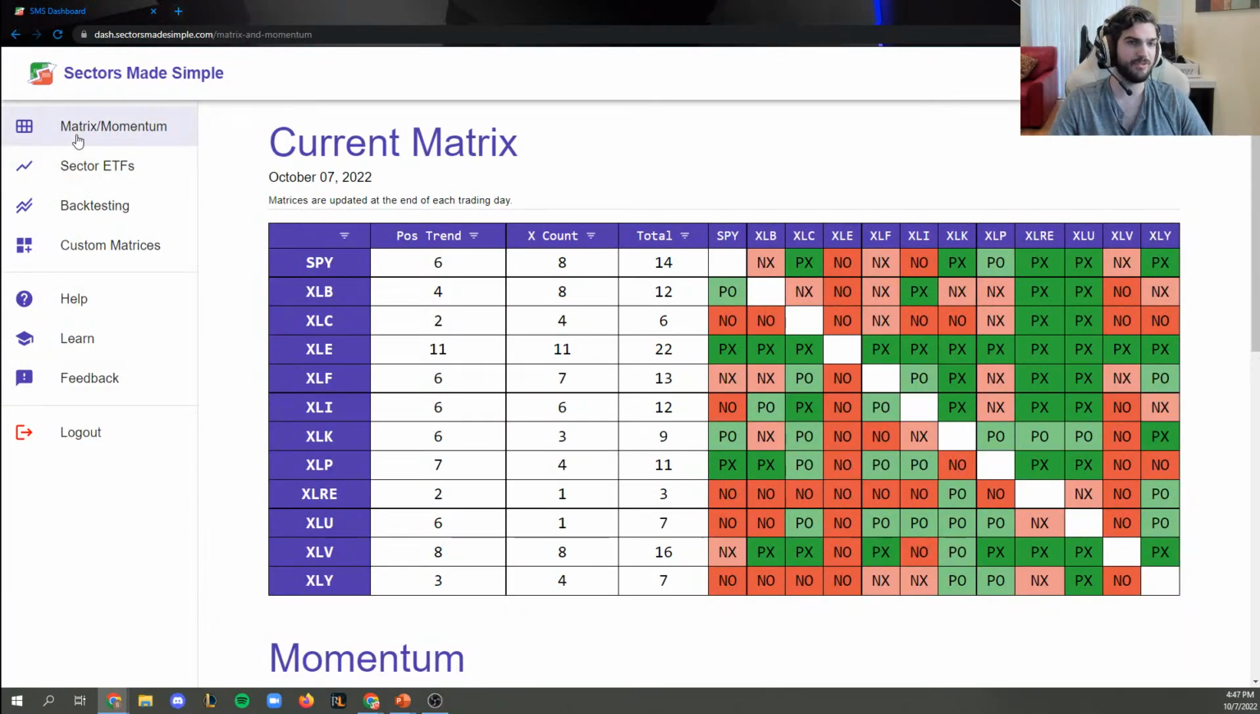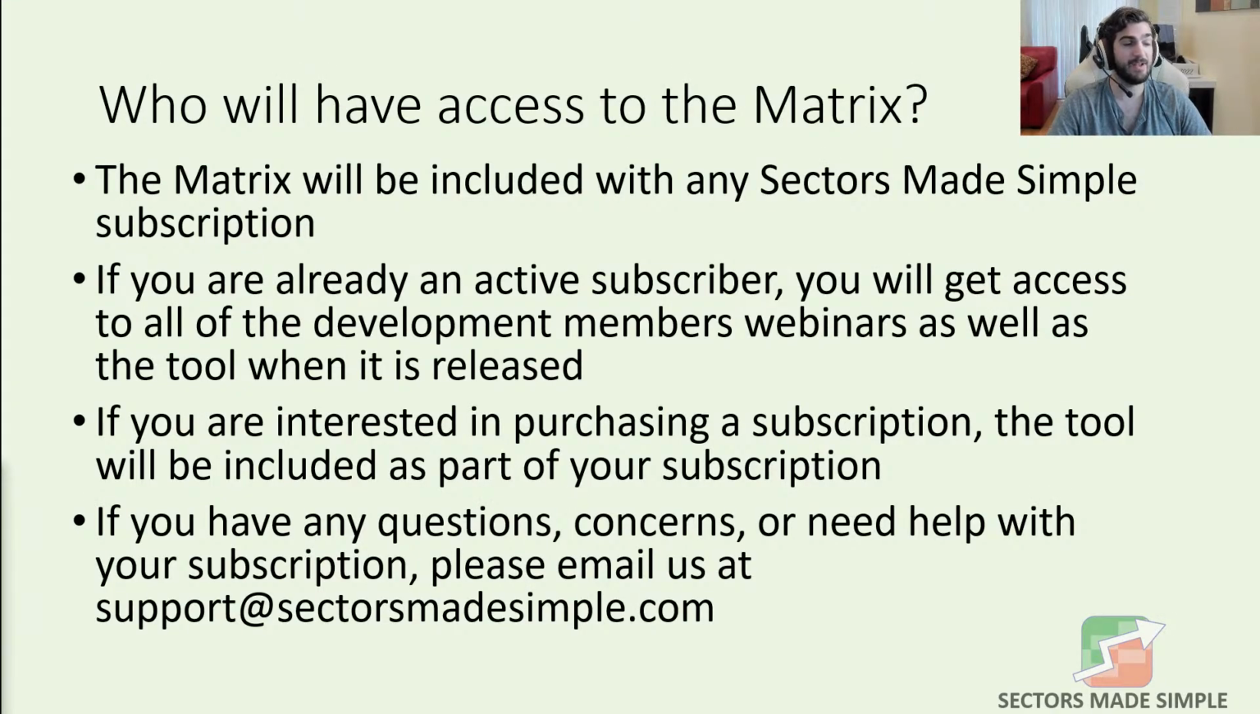So just right now, as you see matrix and momentum, it would be another little tab, S&P 500 matrix. If you have a Sectors Made Simple subscription, you will, as soon as it's released, have access to the tool. If you are not a Sectors Made Simple subscriber, you're watching this and you want in either on the development if it's still in October of 2022, or if you want to join and start using the tool for yourself.